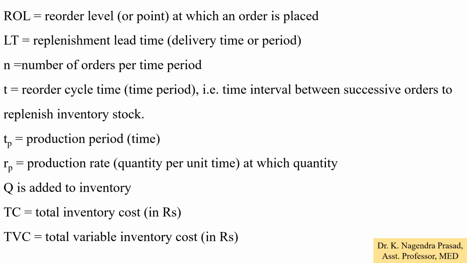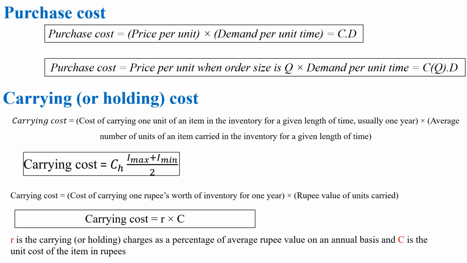TP is used for the production period. RP is the production rate at which quantity capital Q is added to inventory. TC is the total inventory cost, and TVC is the total variable inventory cost.